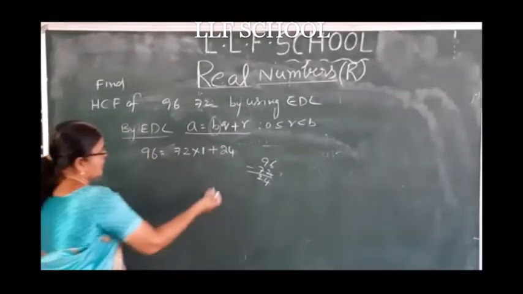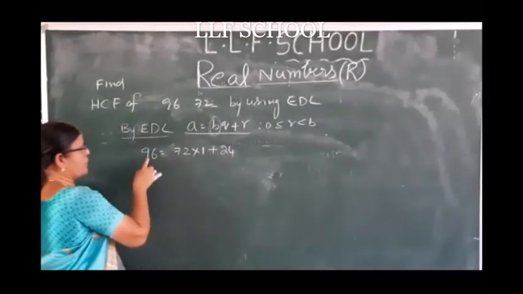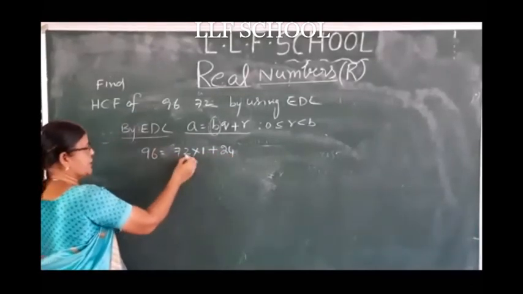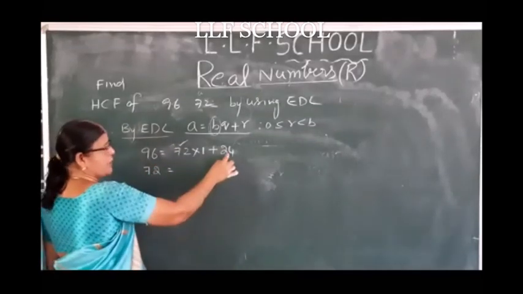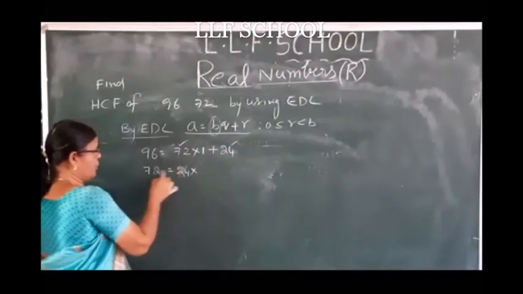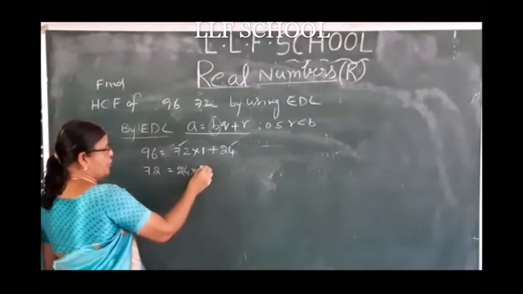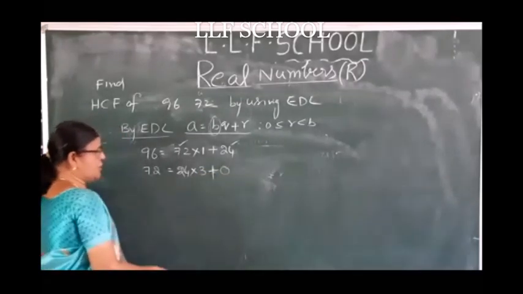24. So this is 72 times 1 plus 24. Total becomes 96. Then take this B value 72. This 72 is divided with remainder 24. 24 divides how many times? 24 3s are 72. Balance is 0.